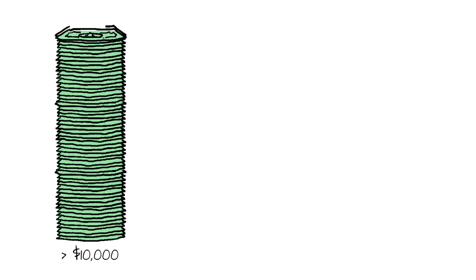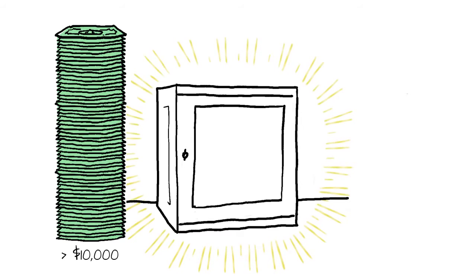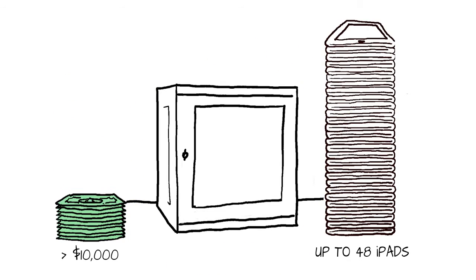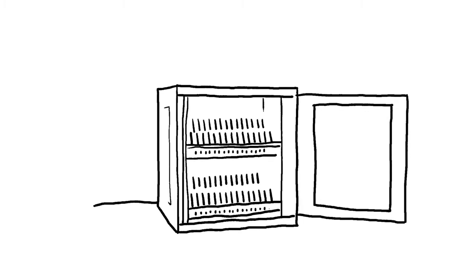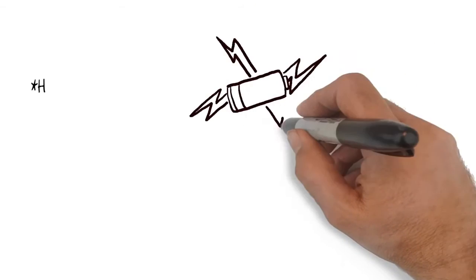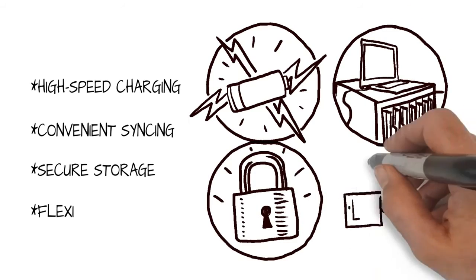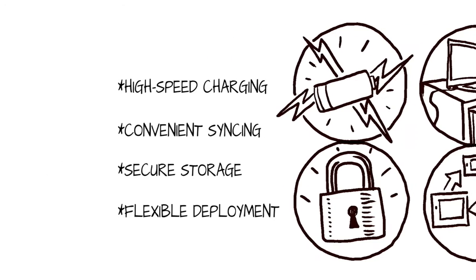A classroom full of iPads can cost more than $10,000. Tripp Lite Charging Stations secure dozens of mobile devices for a small fraction of their cost. Protecting and organizing up to 48 tablets or 32 Chromebooks and all their required cabling, charging stations put an end to missing assets and cable sprawl. They provide high-speed charging, convenient syncing, secure storage, and flexible deployment.